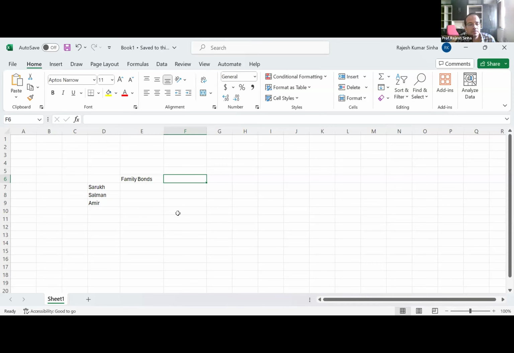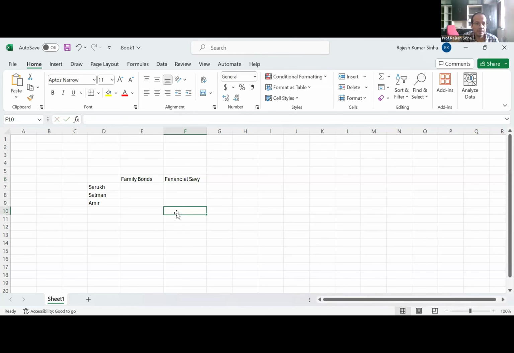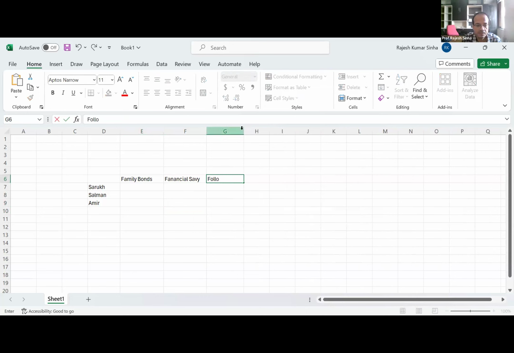Selling share market for the family bond is one. Credibility. Depth is there. Credibility, derivative, equity. Family bond, credibility, financial savviness. Savvy, okay, forgive my spelling. Financial savviness is there. Let me save it. All right, and then followership in your target.